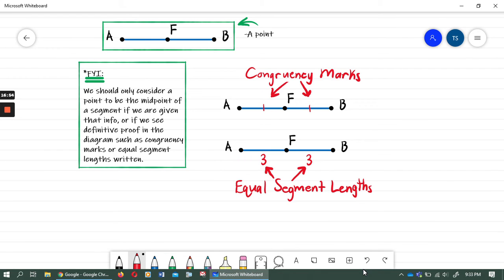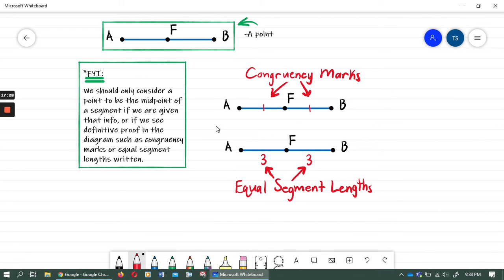But anyway, depending on the type of geometric figure, it could be congruency marks for a side, like if it was a triangle or a rectangle or quadrilateral. You could see congruency marks like that in the sides, telling you that those side lengths of that polygon are congruent. So those are congruency marks.